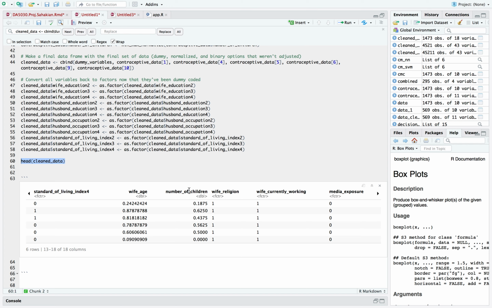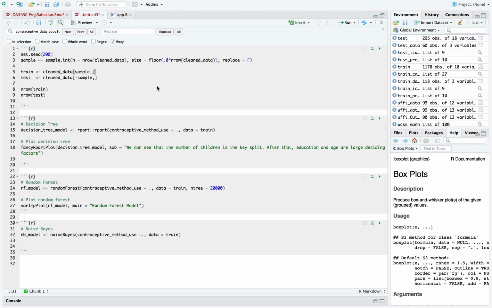Things like the wife's age and the number of children we can see are now normalized here like we wanted. The wife religion, we are expecting only one column. I mentioned before that it was a binary option. So this all looks good and we can continue with our analysis now. So next I'm going to go into a little bit about the models that I chose and why.